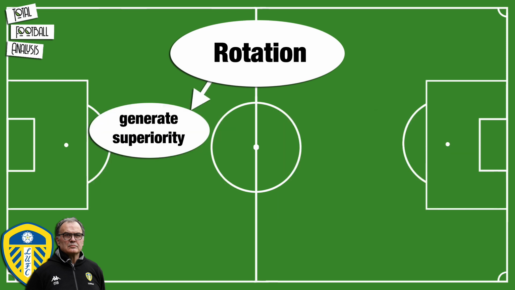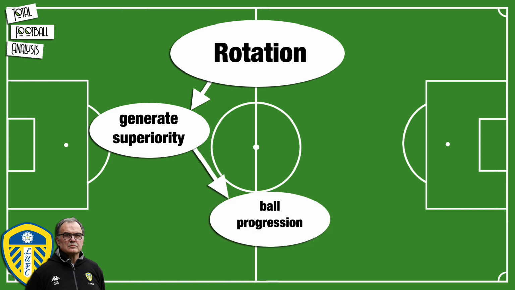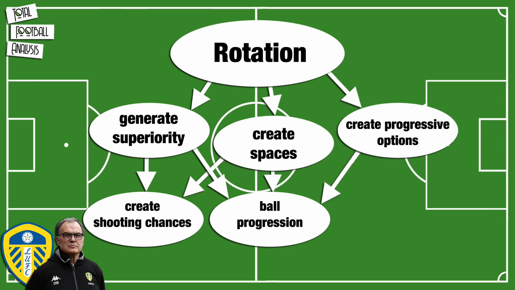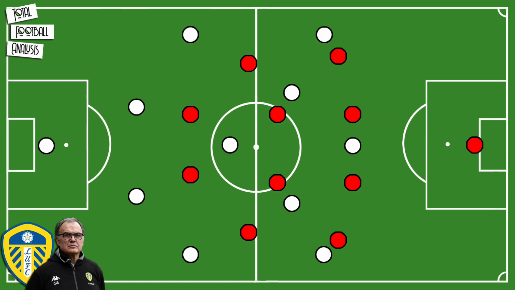The rotation is a method to help the team to generate superiority in certain areas of the pitch, which facilitates ball progression or even creates shooting chances. But the aim of using rotation is not purely in generating numerical superiority. It is also related to creating spaces and progressive options on the pitch by moving the opponents away or disguising them. Bielsa's perception and utilization of using spaces is unique.